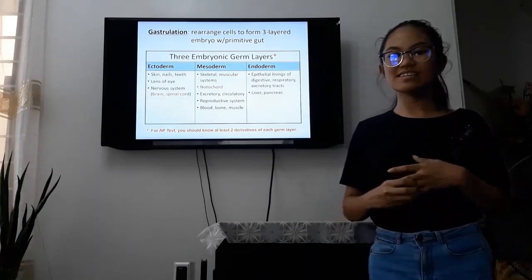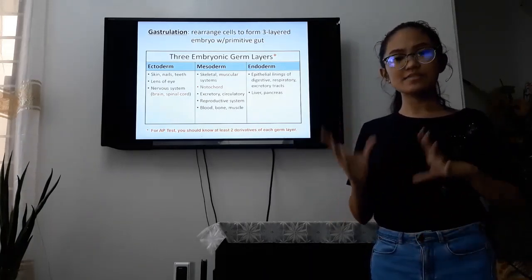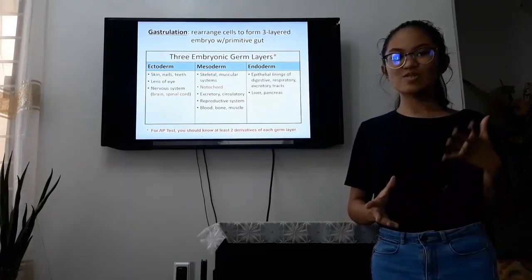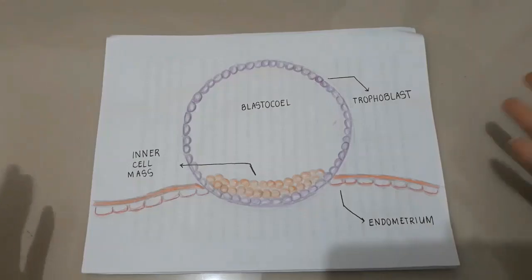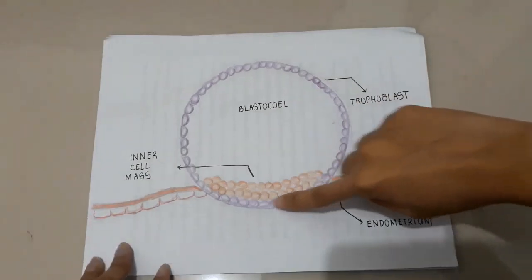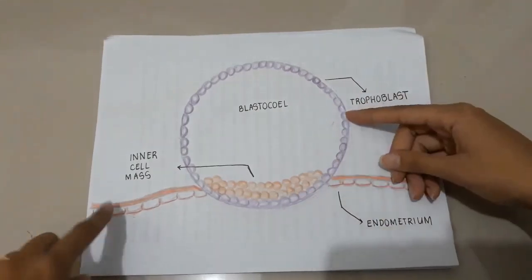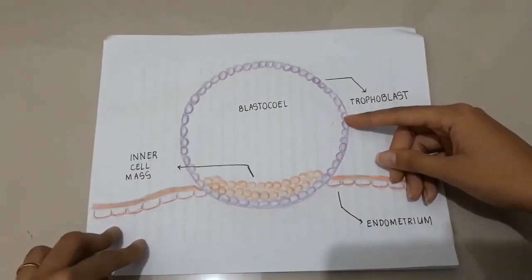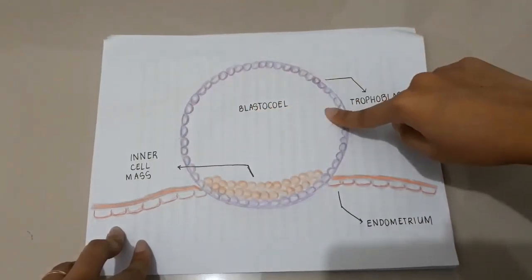So, the question is, how does gastrulation actually take place? I will explain the process as to how these germ layers are formed. Let us begin with the first diagram. Let's recall what implantation is. Implantation happens when the blastocyst implants itself in the endometrium, the lining of the uterus. The blastocyst contains a region known as the trophoblast.